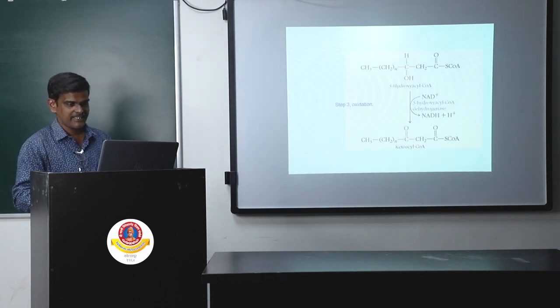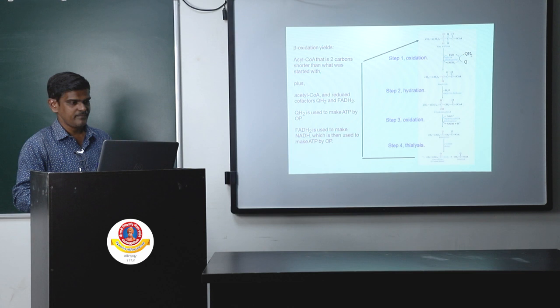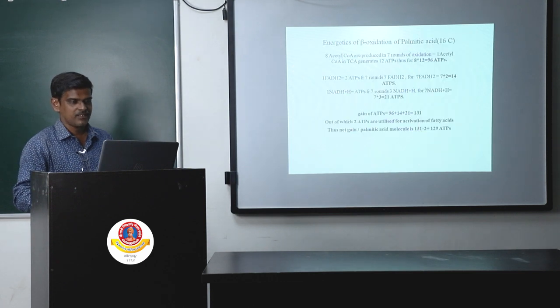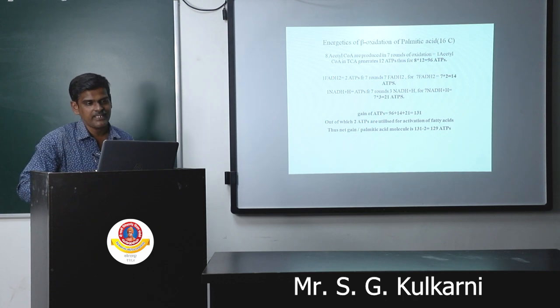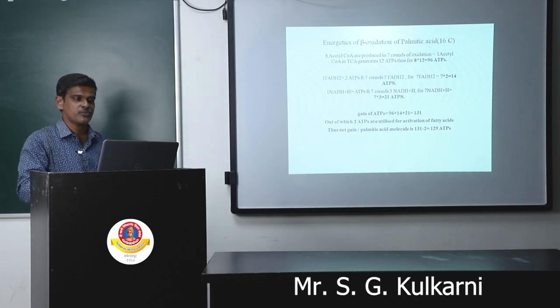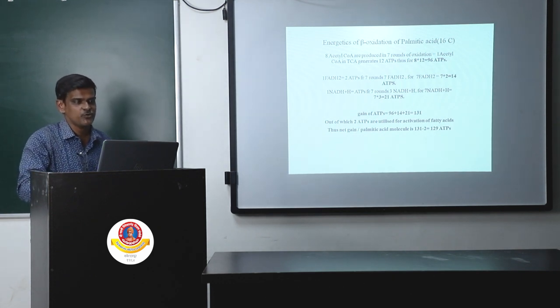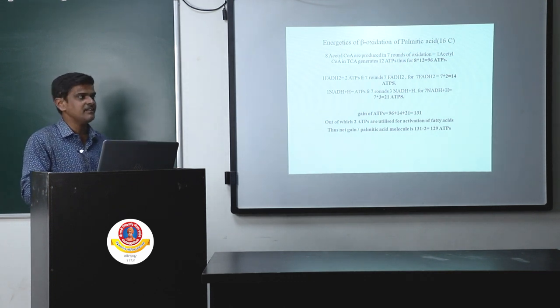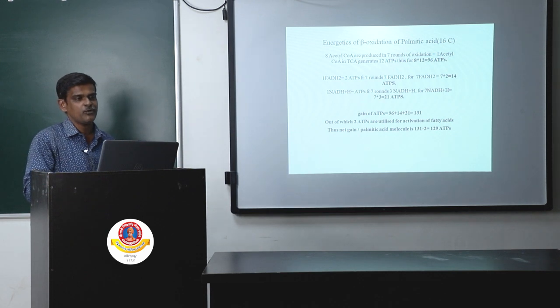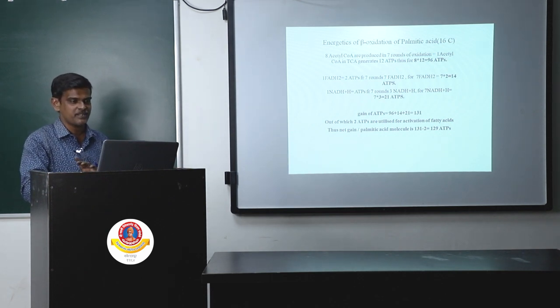Each reaction is explained separately. And as compared to these 7 rounds, how many NADH and FADH2 are liberated and how they count for the formation of ATP, this summary shows. In each round, one acetyl CoA molecule is liberated. A total of 8 acetyl CoA are produced in 7 rounds of oxidation. When one acetyl CoA enters the TCA cycle, 12 ATPs are produced. For 8 molecules, 12 into 8, 96 ATPs are produced.